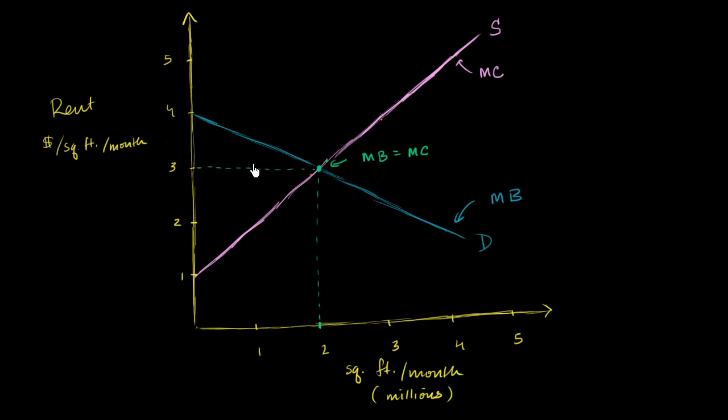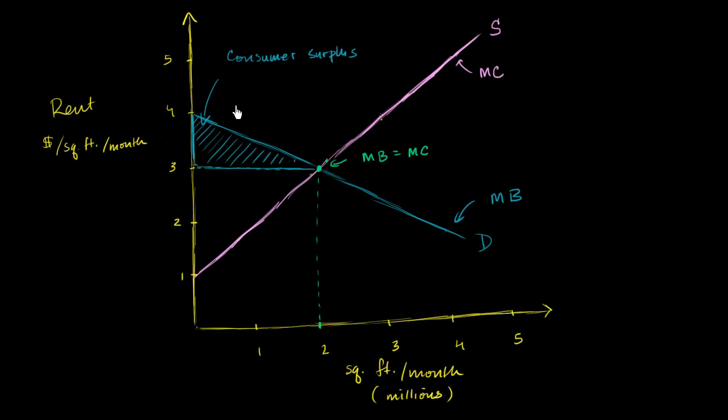In this equilibrium scenario, we can calculate the consumer surplus. So all of these folks, this first incremental foot, someone was willing to pay $4 per square foot, they only have to pay $3. The next one, a little less than $4 benefit, they only have to pay $3, all the way to this point right over here. So the area of this triangle right over here is the consumer surplus. So that right over here is consumer surplus.